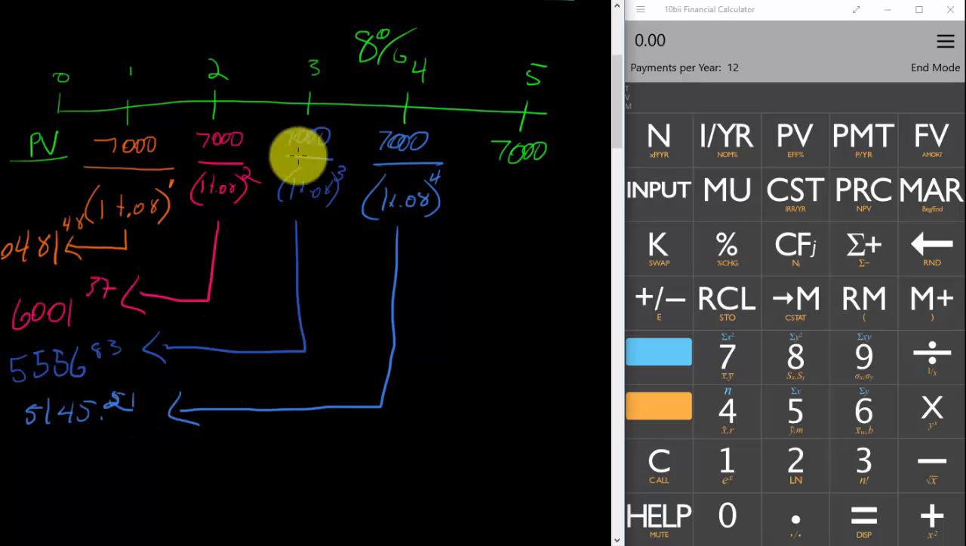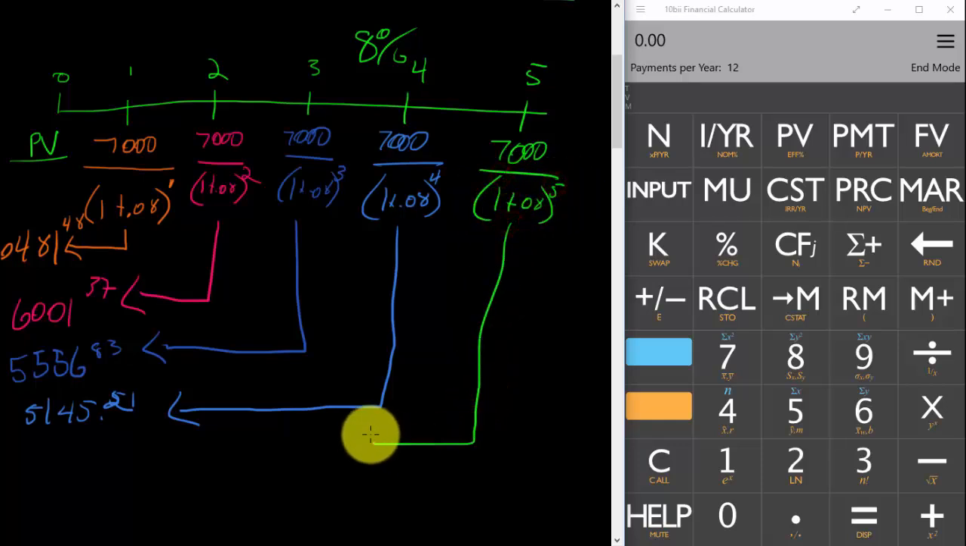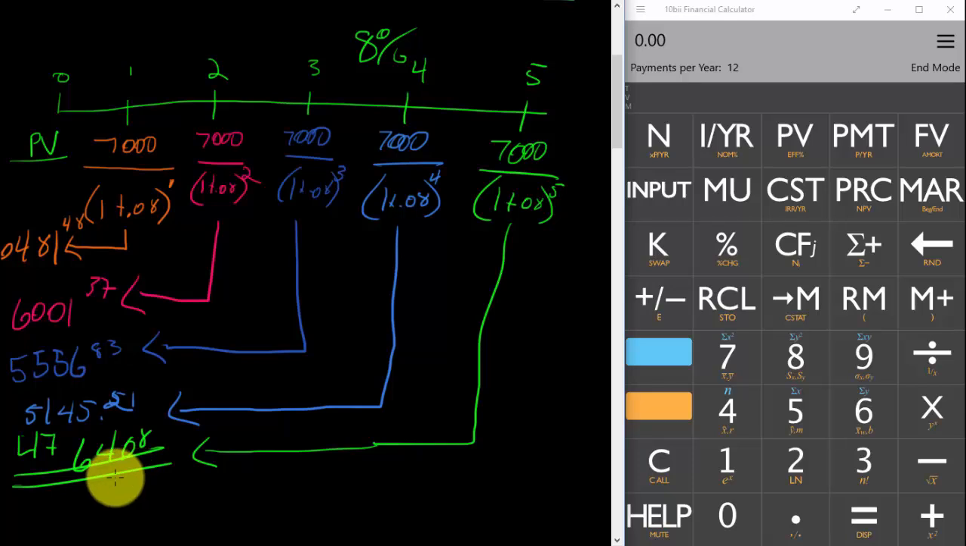And finally, we do the one in the 5th year. So I'm going to discount this by 8% over 5 years. That's my 5. And that goes all the way back to here. And that gives me 47.64.08. When I add all of these together, it tells me that my present value for this series is $27,948.97. So this is my answer. This is my present value of my annuity.